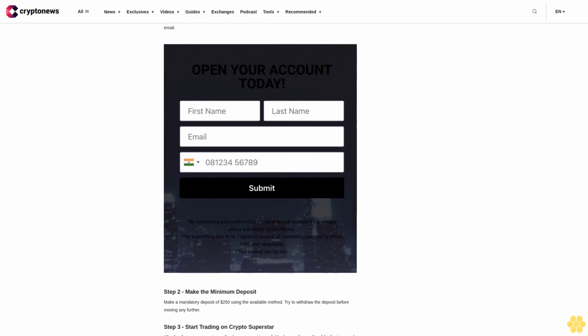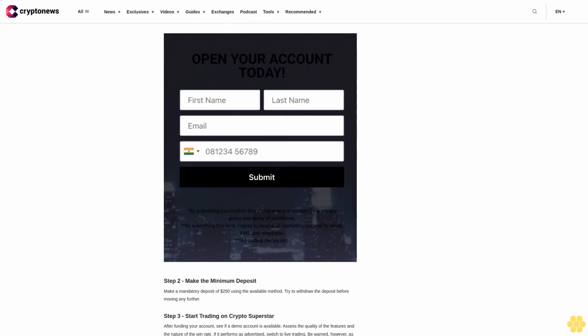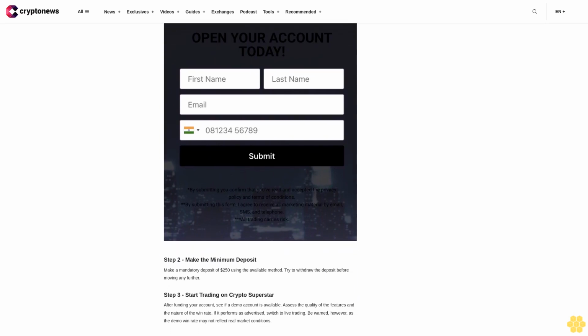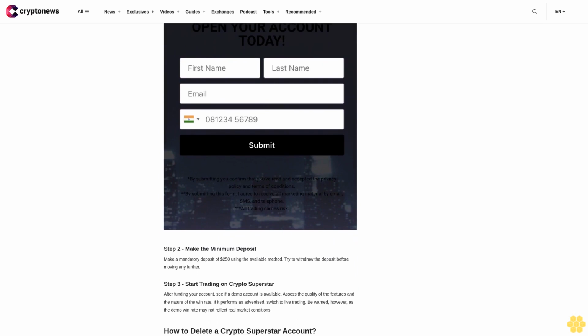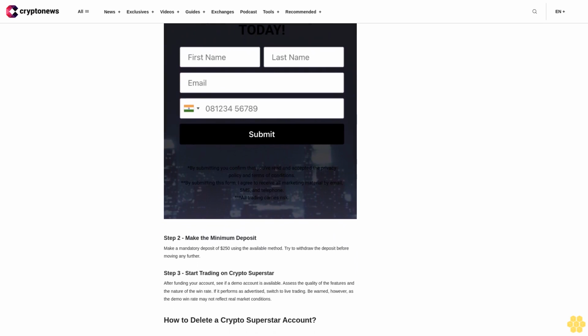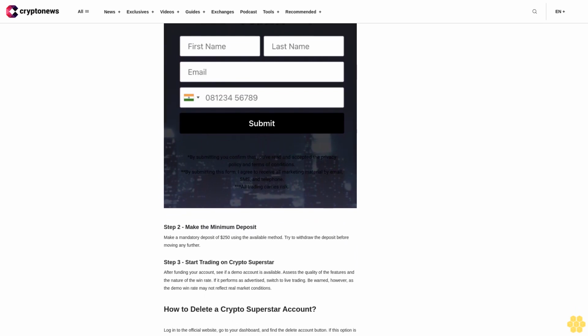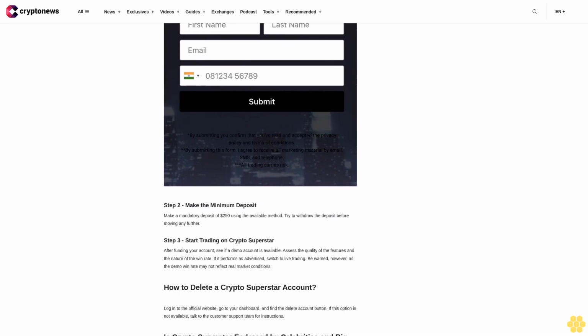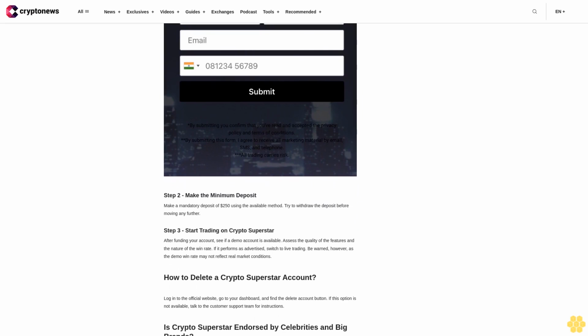Another red flag is the lack of information. The website doesn't highlight how the trading system works. While we can make out the generic way it functions, certain nuances of the platform are hidden, which makes it important for investors to be careful. Taking these factors into account, it cannot be clearly stated whether Crypto Superstar is a scam or a legitimate trading platform.